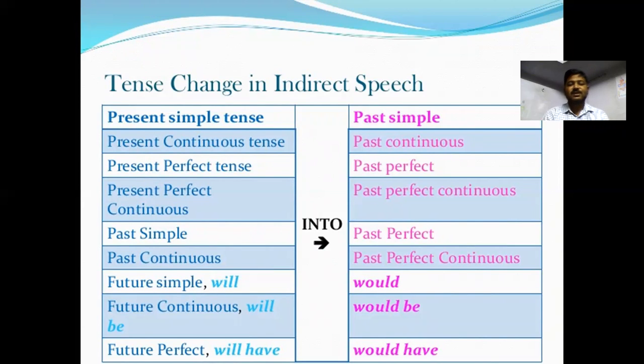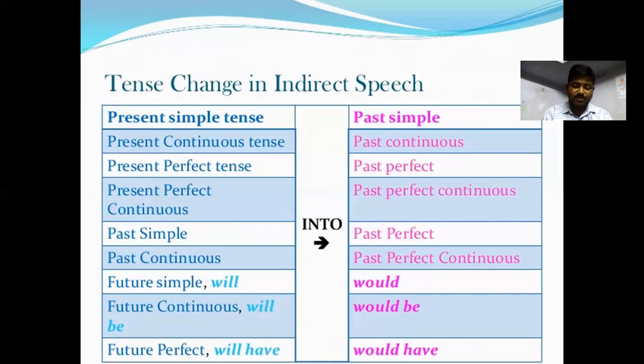Present simple tense should become past simple tense. Present continuous tense should be in the past continuous tense. Present perfect tense should be denoted with the past perfect tense. Sorry, present perfect continuous tense should be denoted with the past perfect continuous tense. And simple past may be past perfect. Past continuous should be in the past perfect continuous.